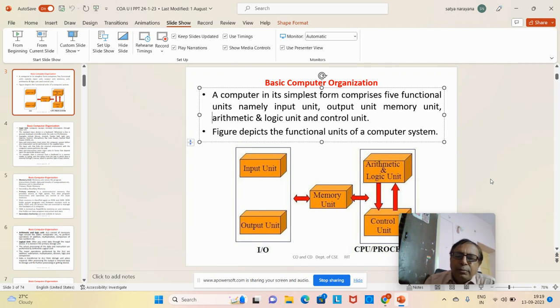And regarding output devices: printer, VDU means visual display unit, speaker, plotter, etc. So many output devices are there, and I will discuss only a printer.